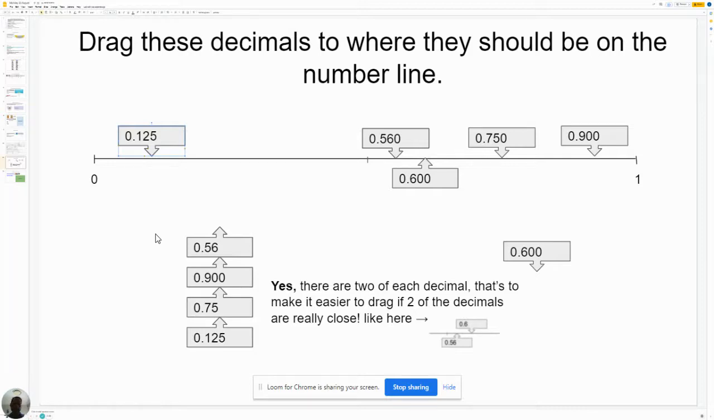So what I recommend you do is to make sure that all of these decimals have the same amount of decimal places. And the way you can do that is put a zero at the end to make sure they're all the same.